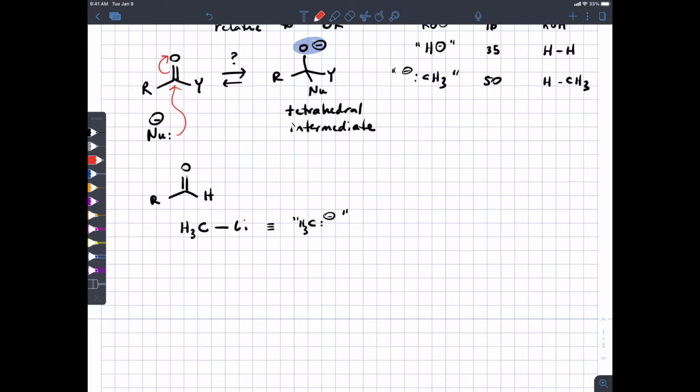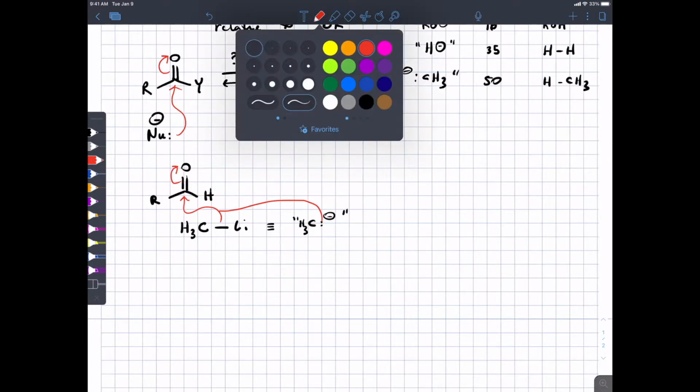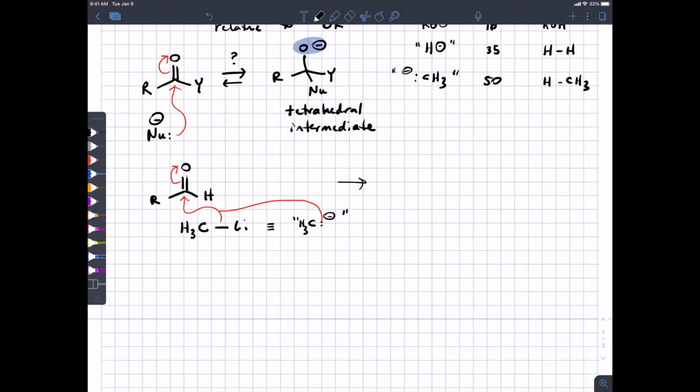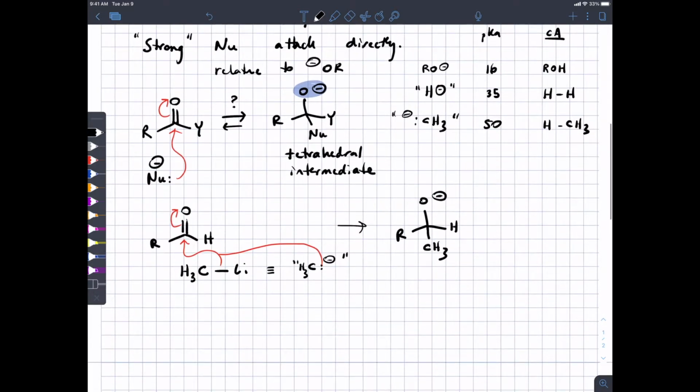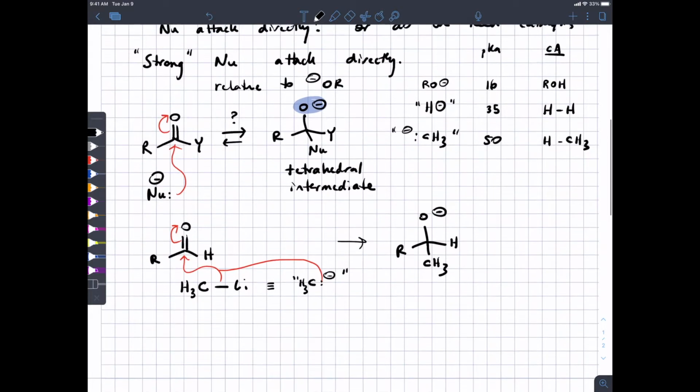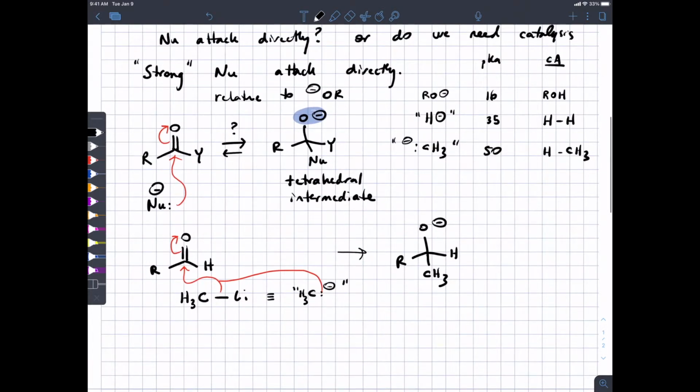We can show it reacting. We'll show electrons from this carbon-lithium bond, which we're thinking of as lone pairs on carbon, attacking the carbon-oxygen pi star, breaking the carbon-oxygen bond. That is a strong enough nucleophile to attack directly, as we've talked about, and then you get this tetrahedral intermediate. Okay? Question so far?